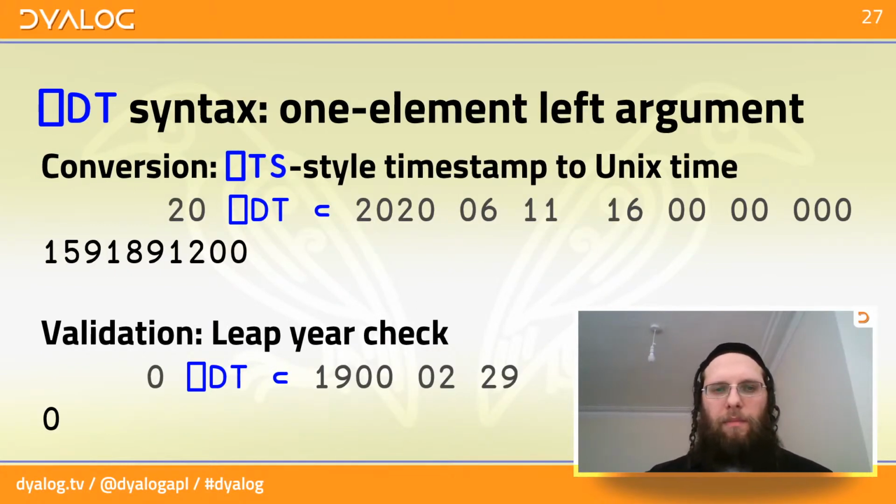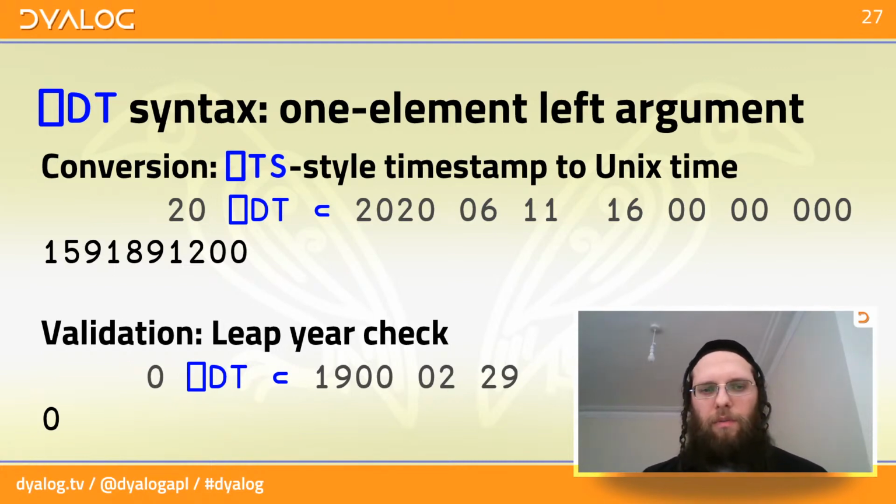Okay, here are some examples of that. So we take a timestamp, in this case when the webinar started, and we want to convert it to type 20, which is Unix time, or the number of seconds since the beginning of 1970.